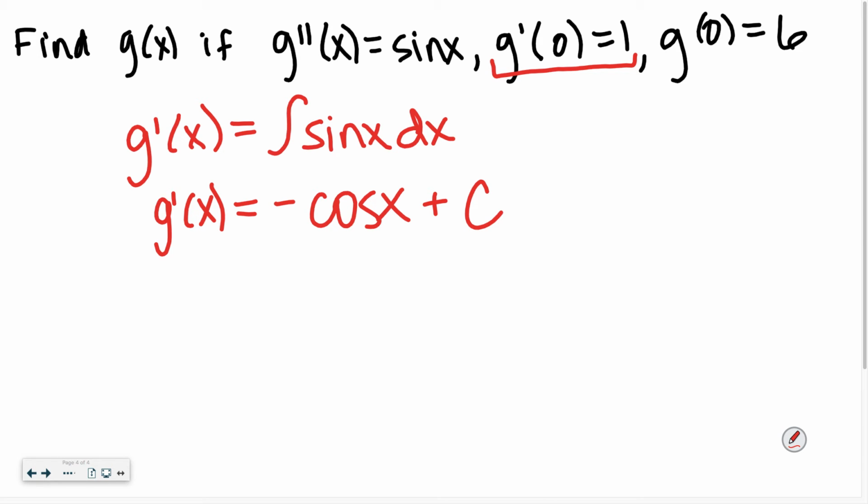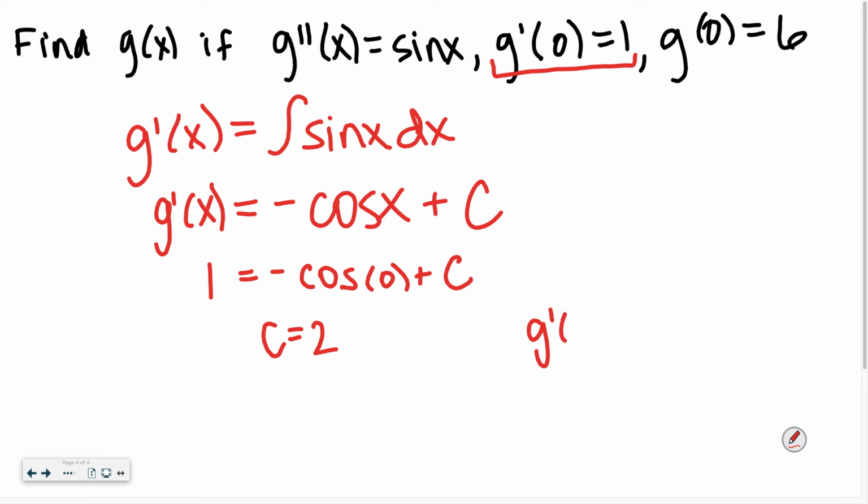You can say, all right, well, we know that when we plug in 0, our output should be 1. What's the cosine of 0? All right, so that makes our C value 2. So we know that g prime of x is negative cosine of x plus 2.